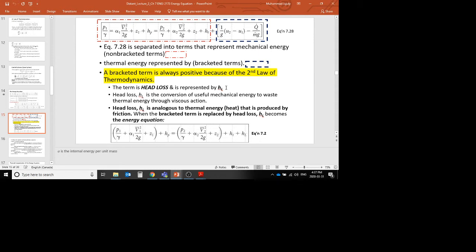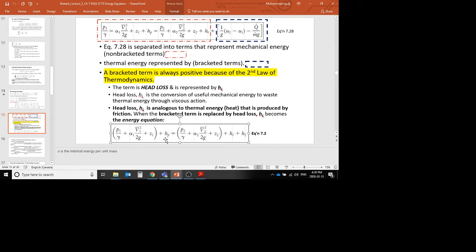Okay, so here one term is the head loss. Now this is an important concept. What is the head loss? This head loss will later on, in chapter 10, the whole chapter is based on how we can calculate this head loss. When you get the final form of the energy equation, it is the Bernoulli's equation plus this head loss.